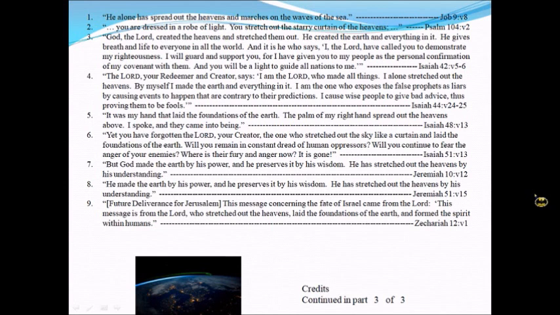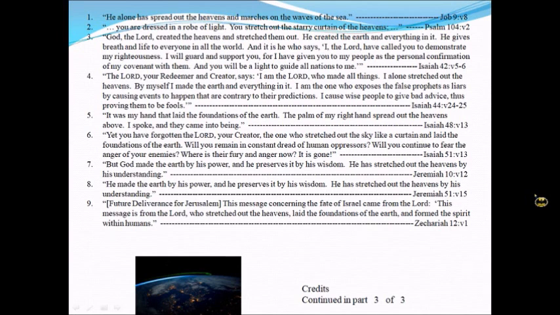You are dressed in a robe of light. You stretch out the starry curtain of the heavens. Psalm 104 verse 2. God the Lord created the heavens and stretched them out. He created the earth and everything in it.